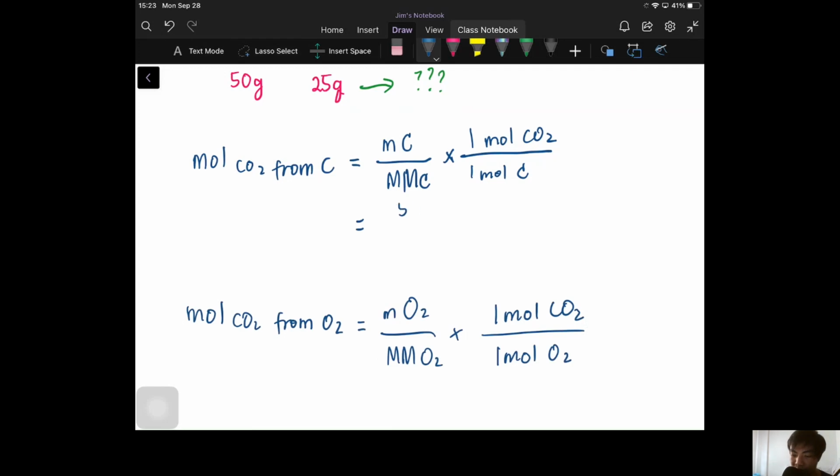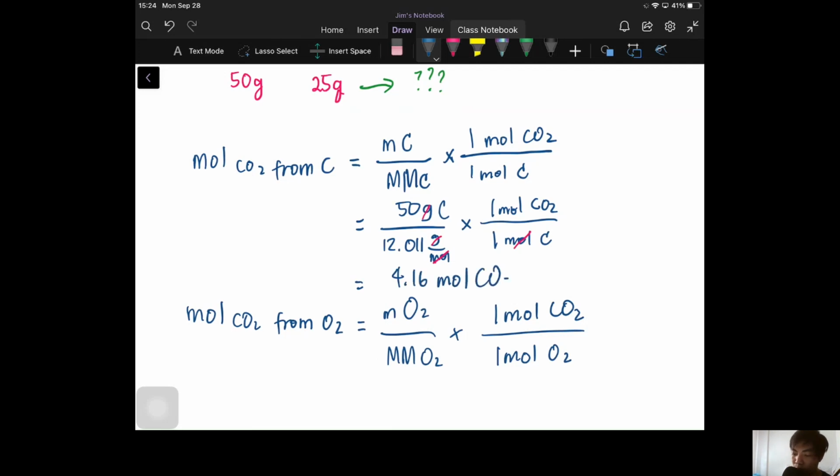So mass ng carbon is 50 grams. Molar mass ng carbon is 12.011 grams per mole times the conversion factor, 1 mole CO2 over 1 mole carbon. Okay, so the grams will cancel, the moles will cancel. No? Okay, so solve ko lang. Diretso ko na. 2 decimal places na. This is 4.16 moles of CO2.